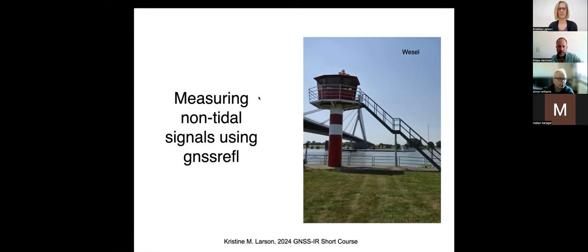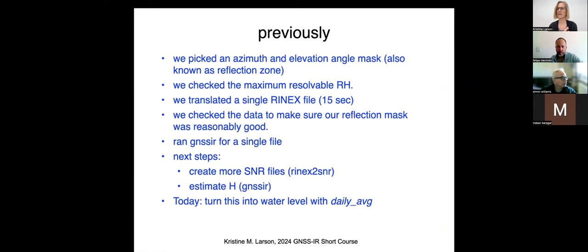This is Wesel in Germany. The GNSS antenna is up here. Yesterday, day one, we already started on the azimuth and elevation mask. This only has about 90 degrees of azimuth at best. We checked the maximum resolvable reflector height. At this particular site, we requested that the agency operate at 15 seconds, so we're all good for that. I only translated a single file, and we checked to make sure our mask was reasonably good, and we ran GNSS-IR for a single file, or at least we covered those things.